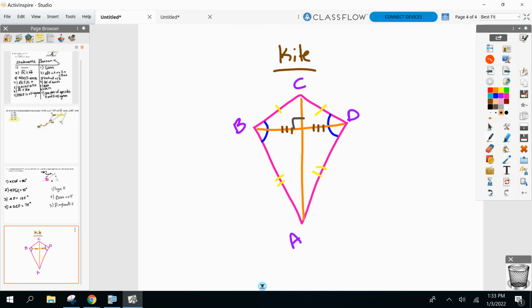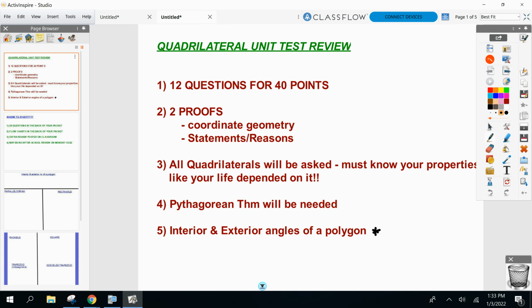Or Pythagoras. Any right triangle. Get ready for it tomorrow, right? Get ready for it. That's what I had up here. Yep, Pythagorean theorem will be needed.